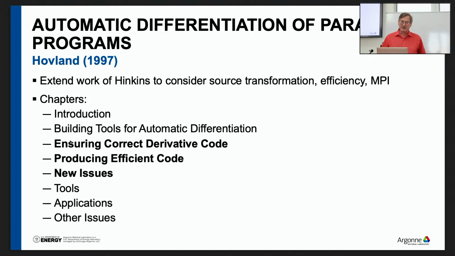There was an introduction and some discussion of how you build tools for automatic differentiation with a focus on source transformation tools. And then the meat of the thesis was looking at ensuring correctness in the derivative code, producing efficient derivative code, and some new issues that come up in the context of distributed memory parallel programming that maybe don't show up in sequential programs.